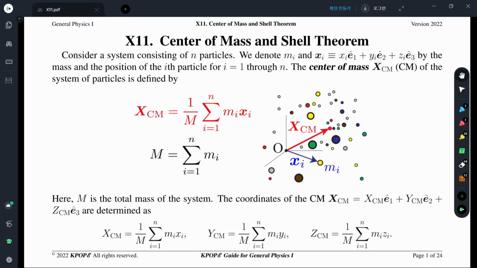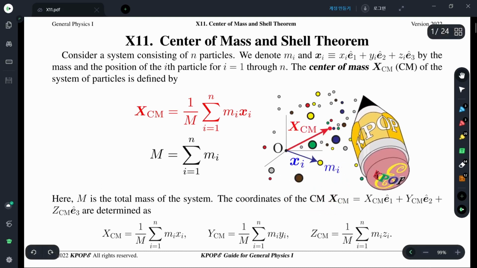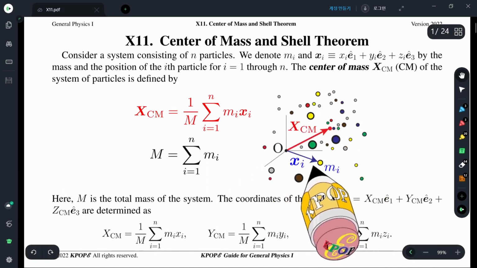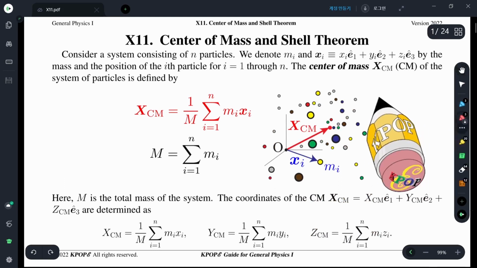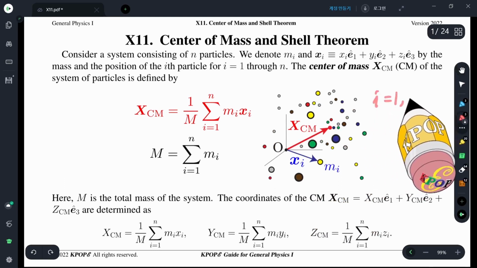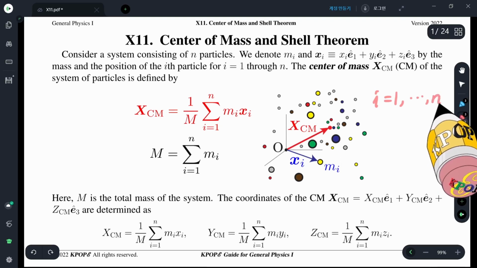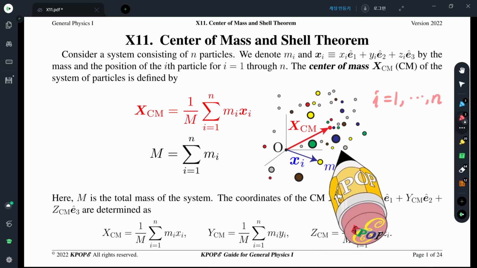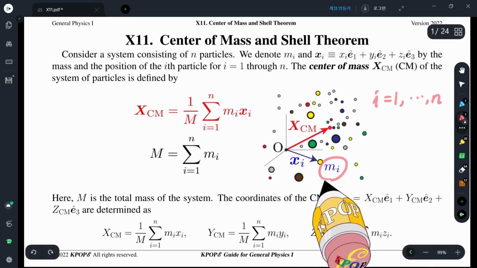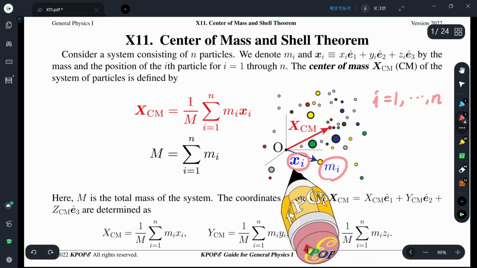In this class, we study center of mass and the shear theorem. Let us consider a system of particles. There are many particles. Let me use an index i that runs from 1 to n, because there are n particles. Each particle has its own mass, m_i, and its position is x_i, which is a vector.